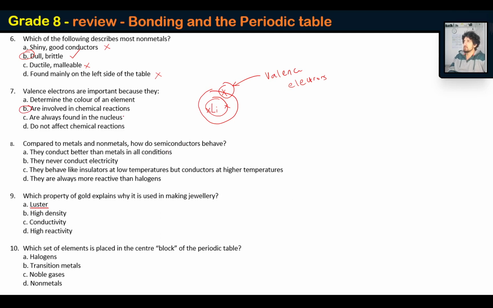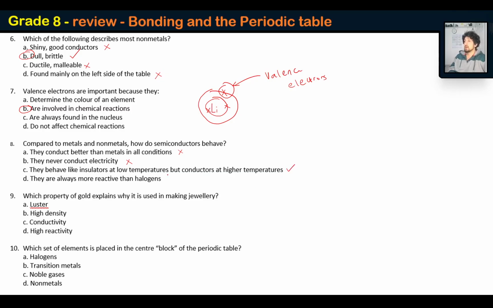Okay, they're not found on the nucleus. They don't affect chemical reactions. They certainly do. Okay. Compared to metals and nonmetals, how do semiconductors behave? They conduct better than metals in all conditions. Absolutely not. So metals are obviously conductive. They never conduct electricity. That is also not true. They do conduct electricity, but only under certain conditions. They behave like insulators at low temperatures, but conductors at high temperatures. That is a true statement.